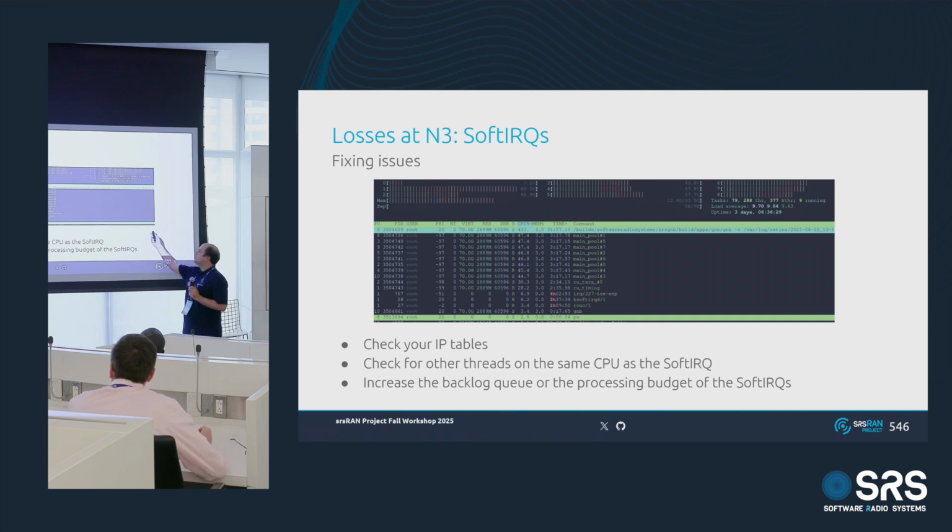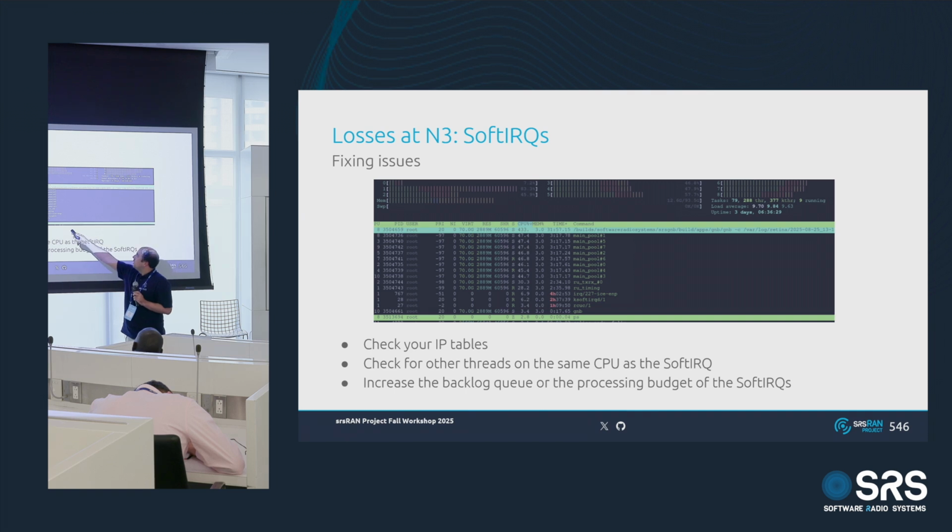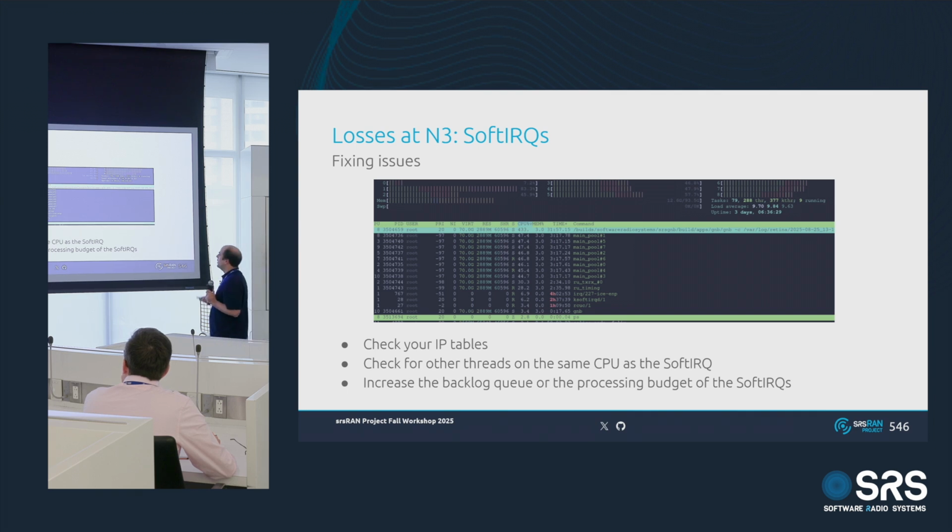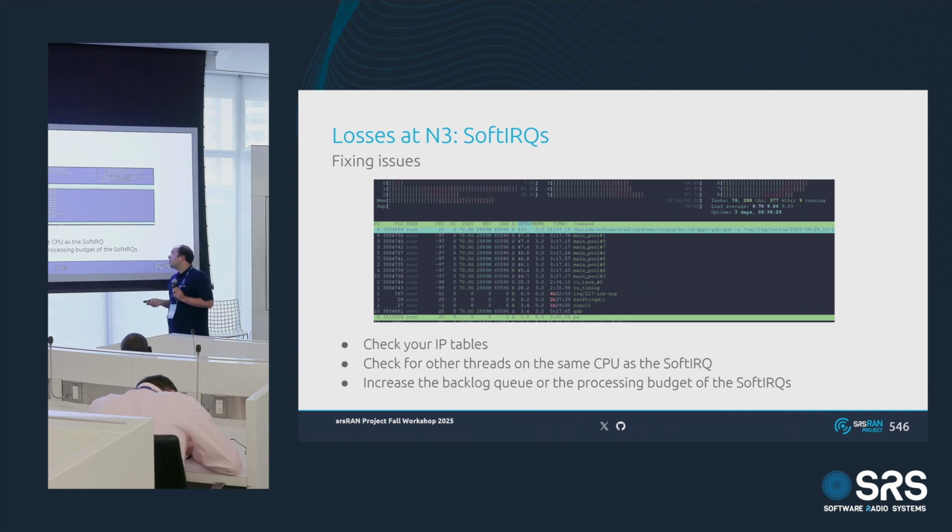This is a screenshot from an issue we had where we had too many threads in the gNB, and the core that was doing the actual reception, you can see there it's at 80%. This wasn't that screenshot, but it was even jumping to 90%. If you see something like that, you should try to figure out, can we avoid this? What's causing this? And if neither of those are the problems, you can always try to increase the backlog queue or the processing budget, to give it a bit more room to breathe.